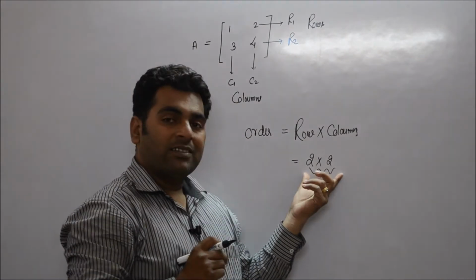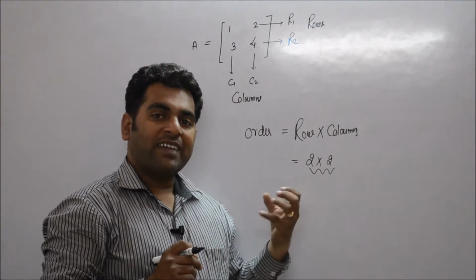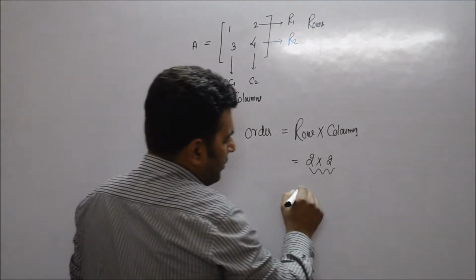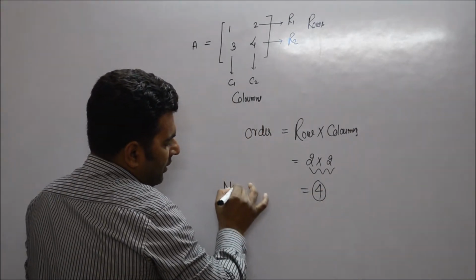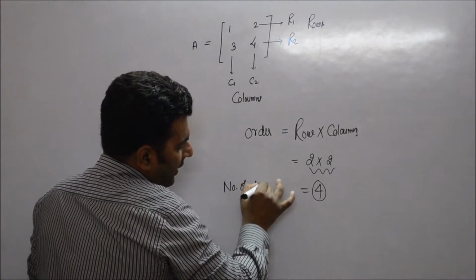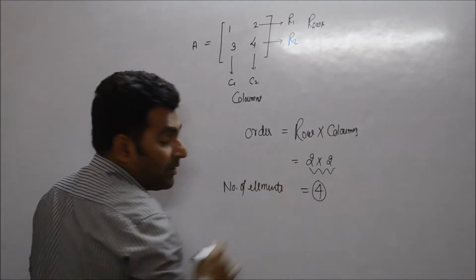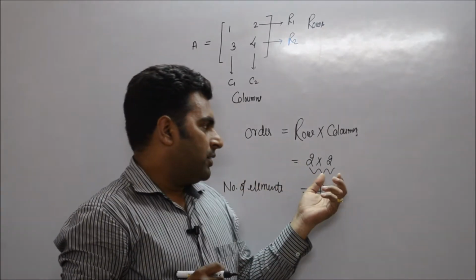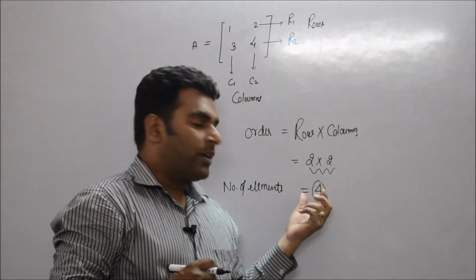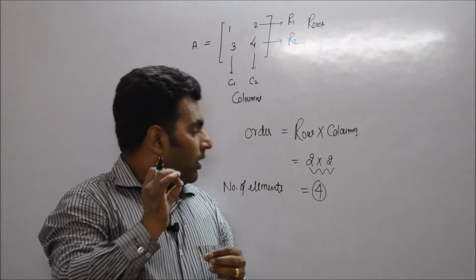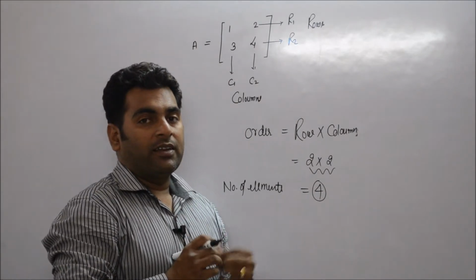This order tells us the shape and the size of the matrix. If I multiply these two, then it will give you 4, and this 4 is nothing but number of elements in the matrix. So if you know the matrix, then you can easily know how many rows are there, how many columns are there, and you can easily know how many number of elements are there in the matrix.